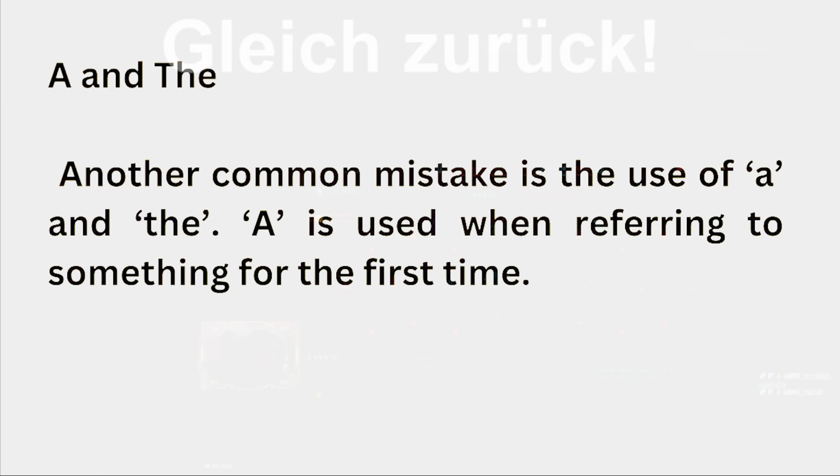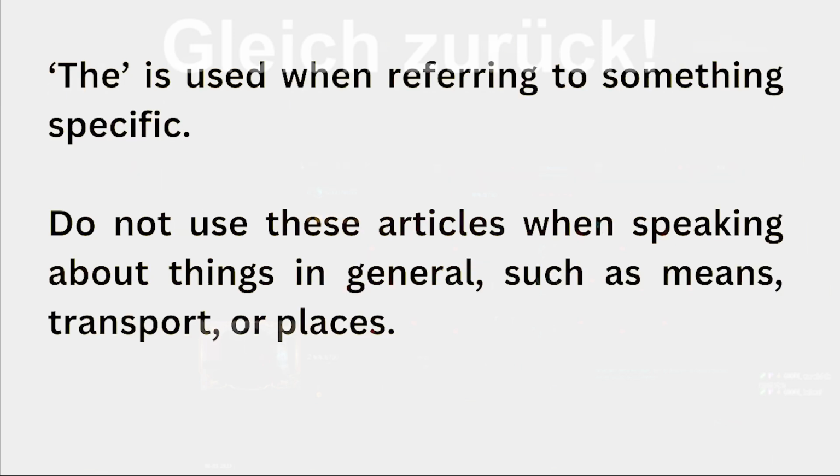A and the. Another common mistake is the use of a and the. A is used when referring to something for the first time. The is used when referring to something specific. Do not use these articles when speaking about things in general, such as means, transport, or places.